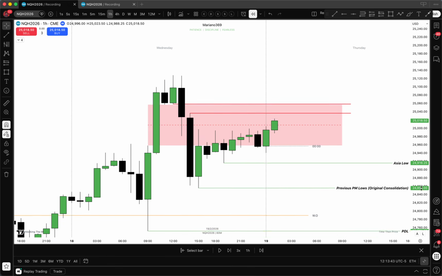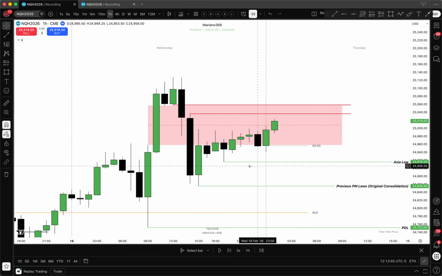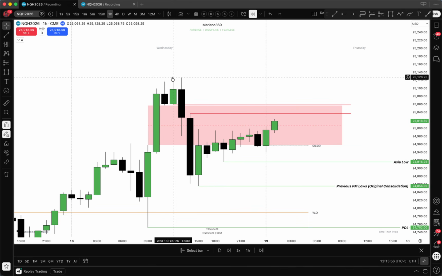The draws on liquidity are, as you can see, the Asia low, which is immediately engineered above previous PM session lows, which are going to be our original consolidation in this scenario because price expanded through the BC and then retraced back into it. If you zoom in into the lower time frames, you'll see that from this low to the high that we are about to form, we will have a market maker sell model. And also all the way down into this previous daily low.